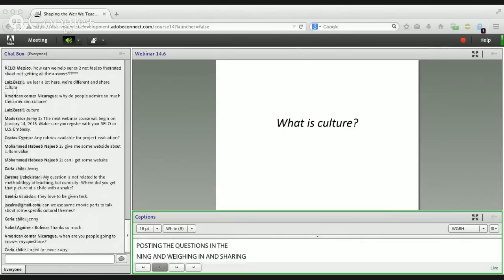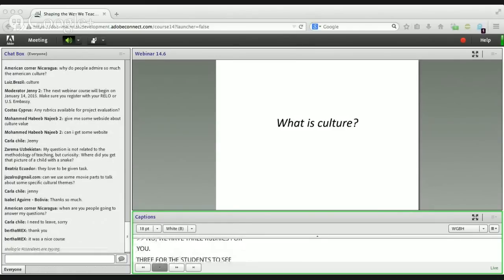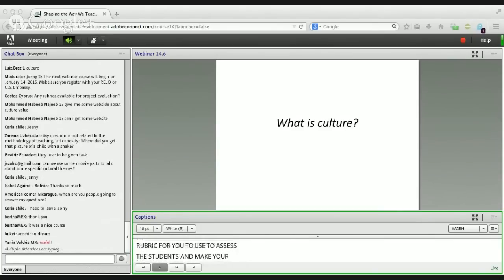Any rubrics available for project evaluation? Oh, are there rubrics? How many do we have? I think four? No, we have three rubrics for you, three for the students to see what's expected of them, and then we have an actual grading rubric for you to use to assess the students and make your comments. Great, and regarding the photograph of the child with the snake, I actually got it from a teacher, a friend of mine, so I don't know where he found it. Did he take it in his home? Possibly, but probably not.